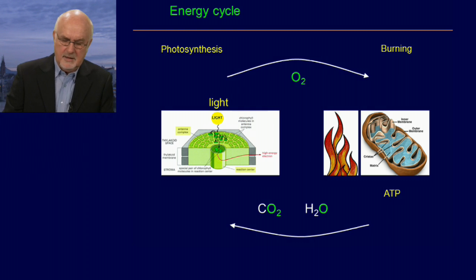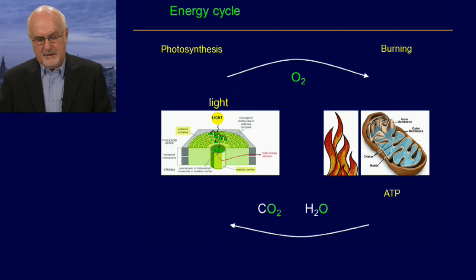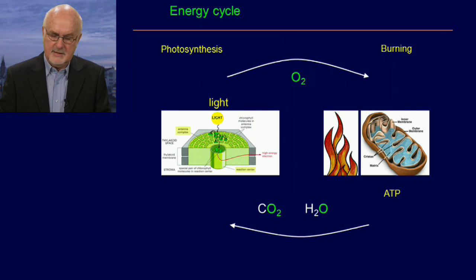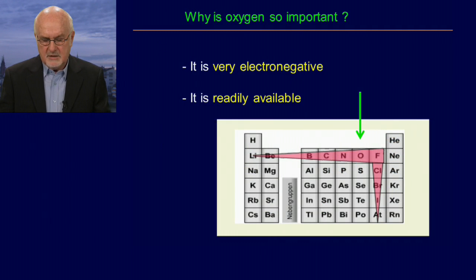In the opposite, we have the photosynthesis in the green leaves. Here the light is absorbed, and this light energy is then used to pull back again this additional electron, and oxygen is liberated. Now, why is it exactly oxygen that is so important? Because it is very electronegative and it is readily available in the atmosphere, for example.